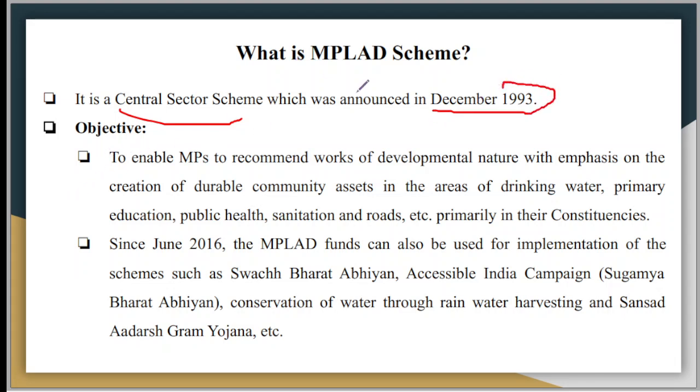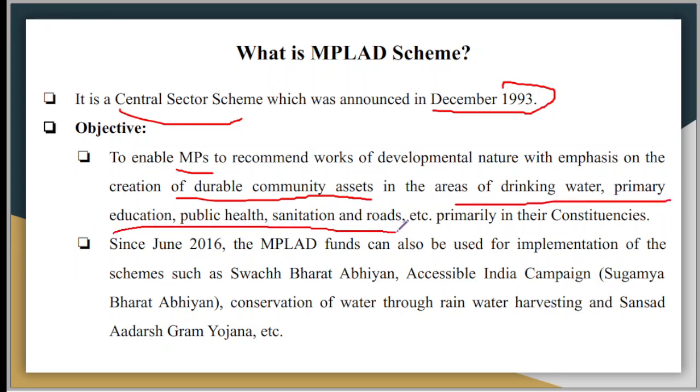So what is the objective of the MPLADS scheme? The main objective is to enable Members of Parliament to recommend works of developmental nature with emphasis on the creation of durable community assets in the areas of drinking water, primary education, public health, sanitation, roads, etc., which are primarily the work in their constituencies to be done by them only.